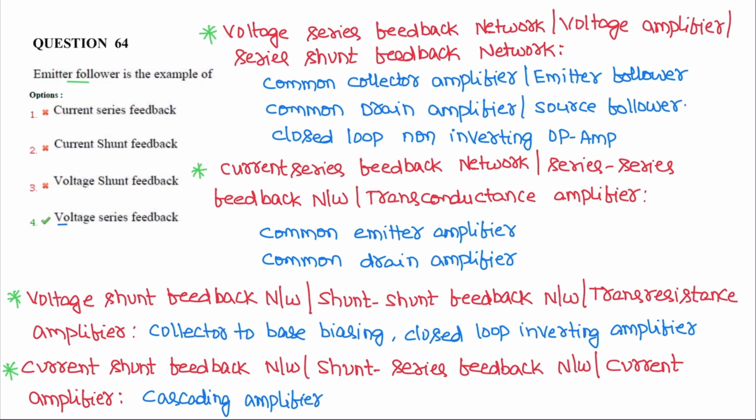Emitter follower is also called common collector. Emitter follower or common collector. So correct option is voltage series feedback. Option 4, or voltage amplifier or series shunt feedback network.